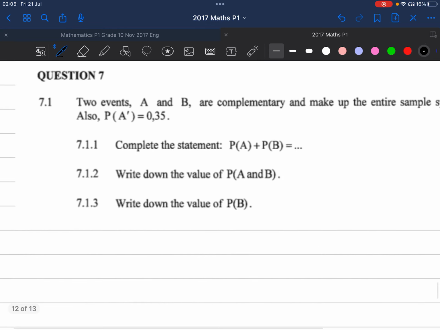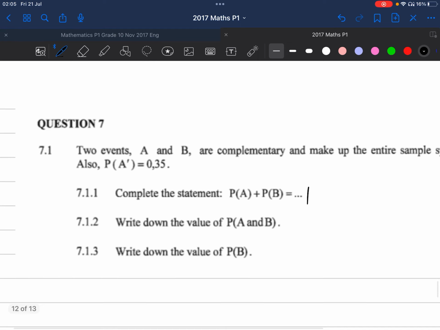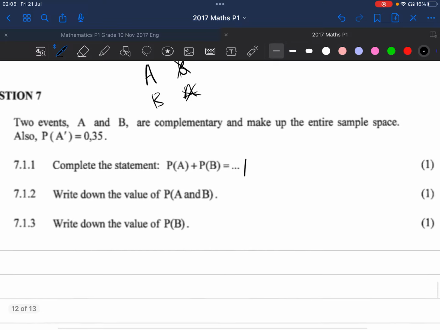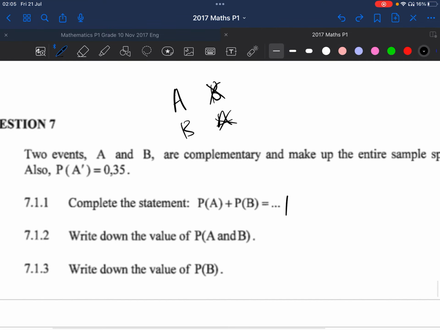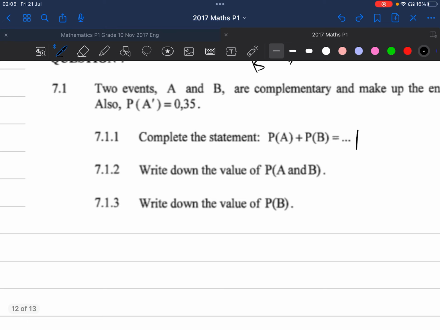Okay, 7.1.1. Complete the statement. The probability of A plus the probability of B equals 1. And that's because, like I said, if you're doing A, you can't do B. If you're doing B, you can't do A. But they also say that it makes up the entire sample space. So that means you only have two options. So if you're doing A, you can't do B, and if you're doing B, you have to do B and not A. And there's no other options. So that means that if you add the probabilities up, it's equal to 1.